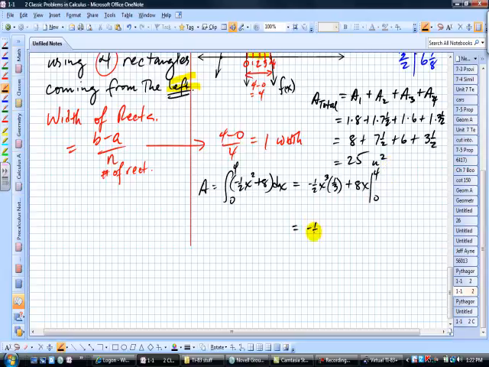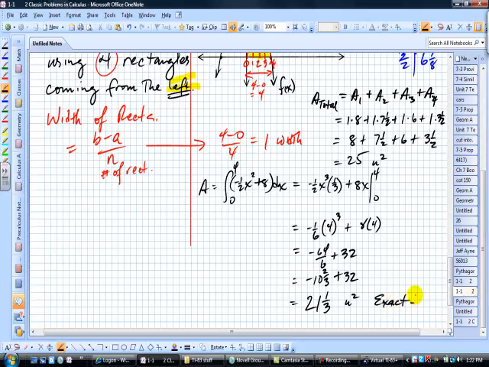So this is going to be negative 1/6 times 4 cubed plus 8 times 4. Okay, and that's going to be negative 64/6 plus 32. And that's going to be negative 10 2/3 plus 32. So that's 32 minus 10 2/3. So that's 22 minus 2/3. It's 21 1/3. So 21 1/3 square units, and there's your exact.